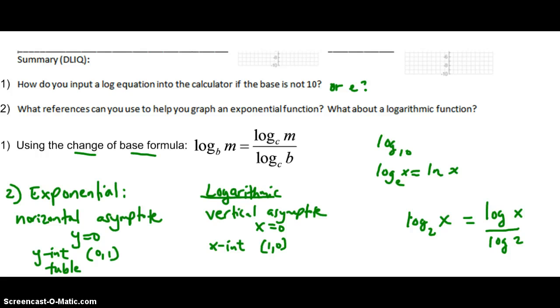Okay, so all our parent graphs, exponential graphs, have a horizontal asymptote of y equals 0. So that's a reference that you can use and move that with the transformations. And secondly, the y-intercept of all our parent graphs is (0, 1). Also, you can always use that table to help you. For logarithmic, the parent graphs have a vertical asymptote of x equals 0, and the parent graphs have an x-intercept of (1, 0). So you can use that to help you move around to get your graph correctly, and also the other points on the graph.